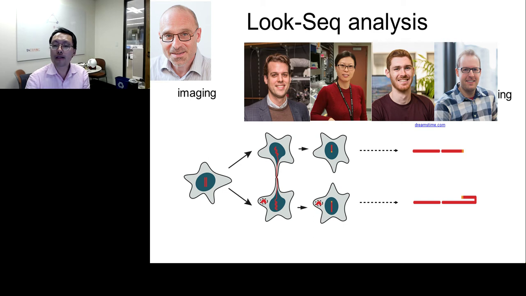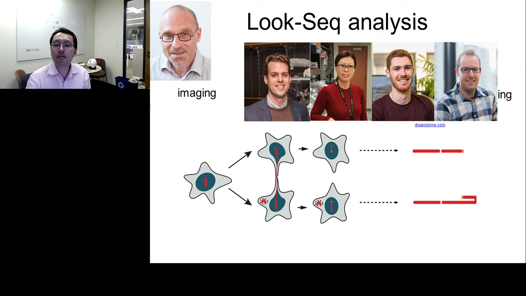I should mention that this work is a combination of two experimental and analytical approaches. On the left, it's done primarily by live cell imaging, and on the right is done with single cell sequencing. And this is carried out by a bunch of talented postdoctoral fellows and research scientists shown here. And this is a project that we work closely with David Pellman's lab in Dana-Farber Cancer Institute.